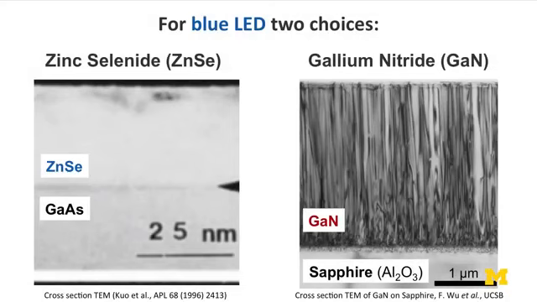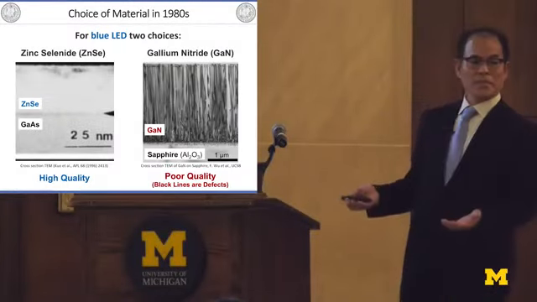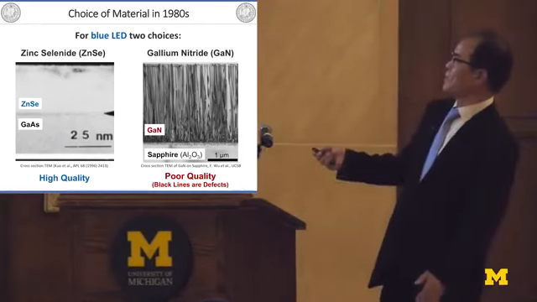So this is a cross-sectional TEM. This is gallium nitride grown on sapphire. You can see the dark lines. These dark lines are crystal defects. And this is zinc selenide grown on gallium arsenide. Nothing. Beautiful crystal. No crystal defects. So in the 70s and 80s, nobody selected this one.